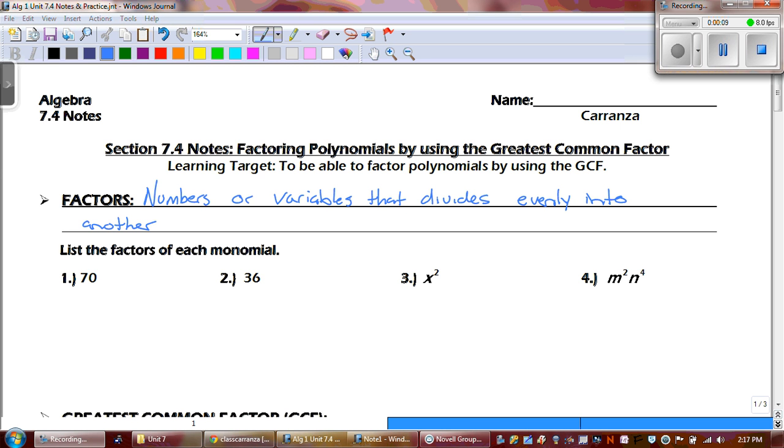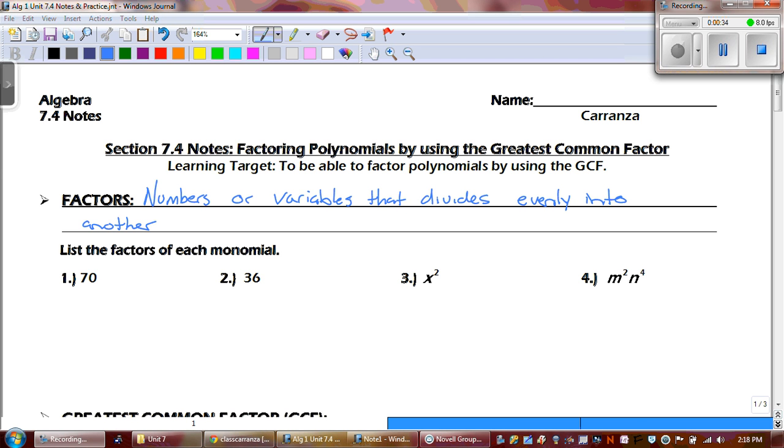Today we're talking about factoring polynomials by using the greatest common factor. Our learning target today is to be able to factor polynomials by using the GCF. And GCF stands for greatest common factor. Okay, so before we get started, this is just video 1. Video 1's just going to cover the first page. Video 2 will cover the back page.